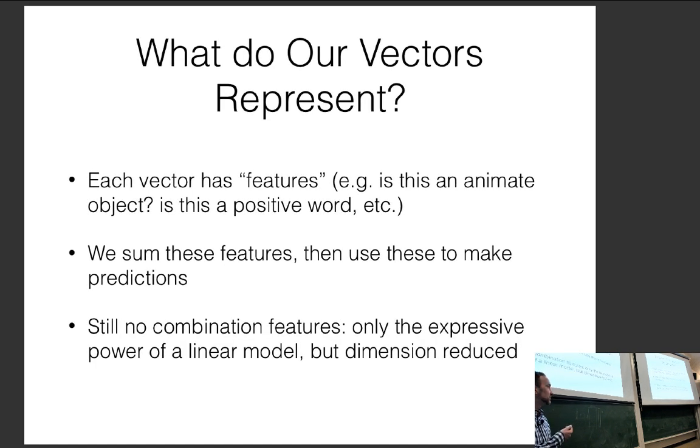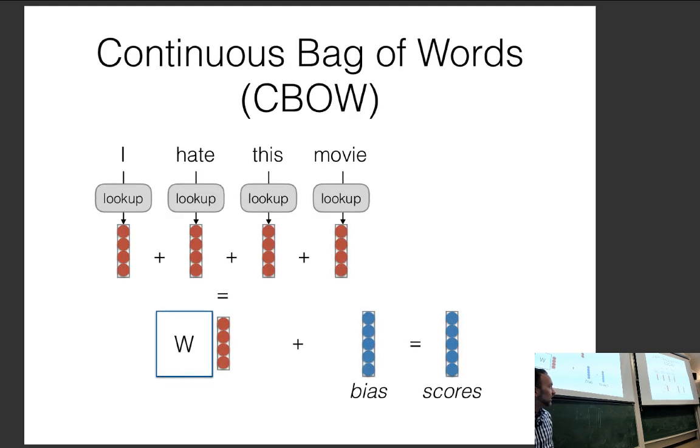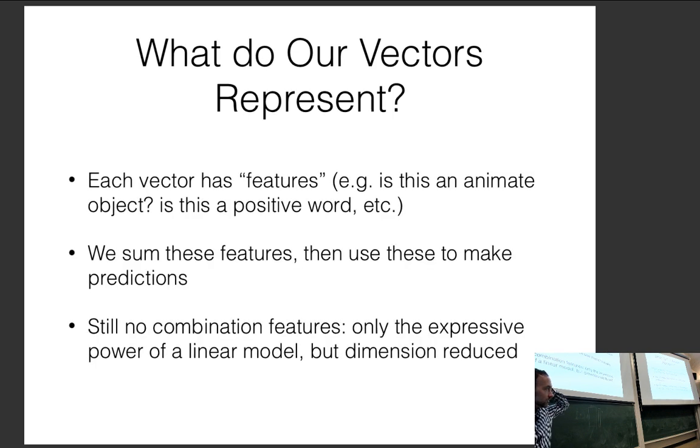However, there's still no combination features in this model. And the reason why is because we're still summing and multiplying. And if you do a little bit of math, basically you realize that if you took all of these red vectors and multiplied them by the weight matrix here, you would just get back the bag of words vector that you had in the previous model. So essentially, this is not any more powerful than the bag of words model that we had before. It's a different way of expressing it. It's not a more powerful model.